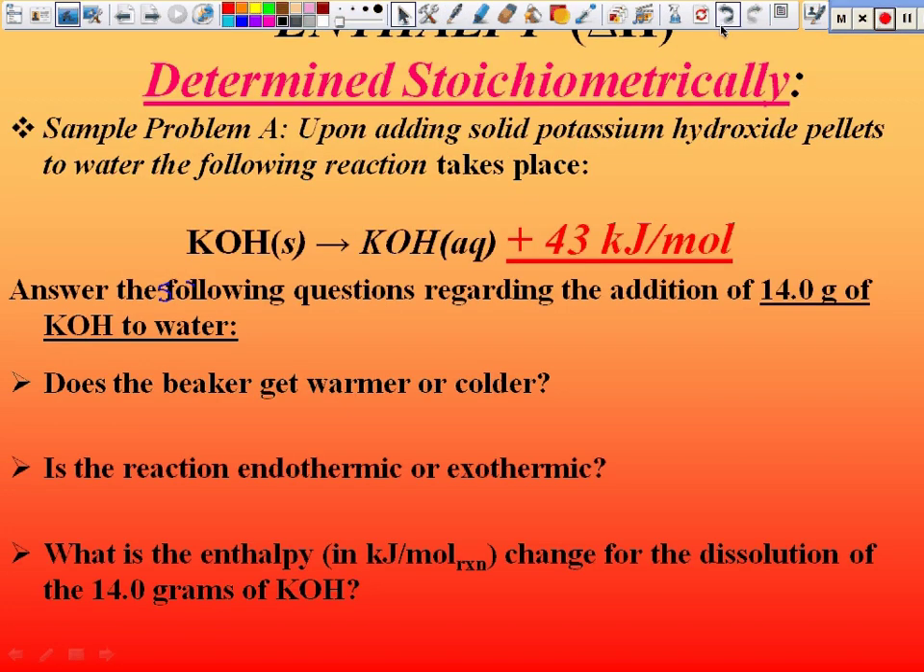So here's a different way to look at it this time. Okay. So sample problem A. Upon adding solid potassium hydroxide pellets to water, the following reaction takes place. Now this is true. We're actually going to do this potassium hydroxide hand warmer activity. So solid potassium hydroxide, what does it turn into? What states of matter does it go from and to?